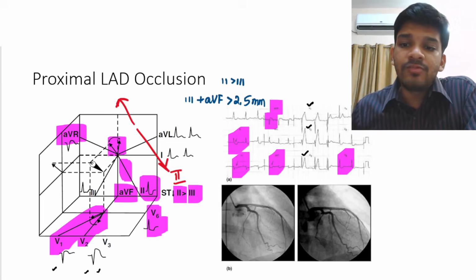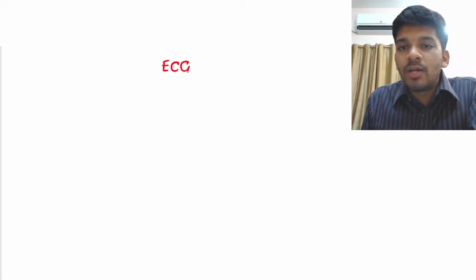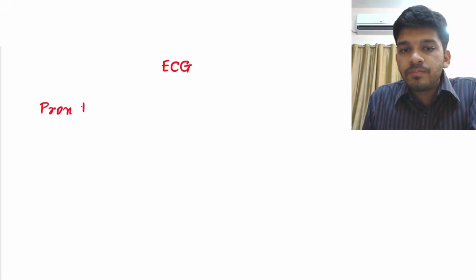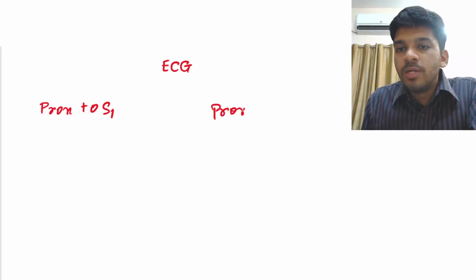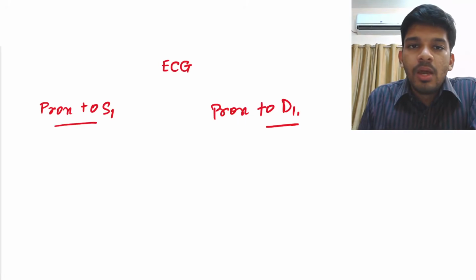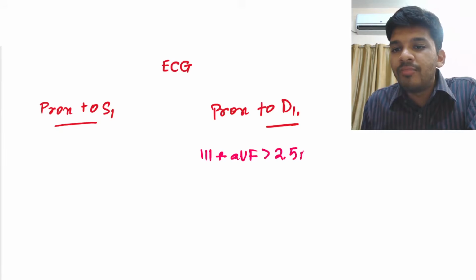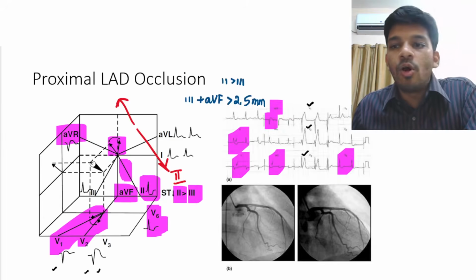And an important thing that is very specific for occlusion above the S1 branch is that there are certain ECG characteristics which help you identify whether an occlusion is proximal to S1 or whether it is proximal to D1. So whether the diagonals are involved or not, or whether the septal branches are occluded or not. The characteristic finding for an occlusion that is proximal to the D1 is 3 plus AVF ST depressions being more than 2.5 millimeter. That is characteristic of proximal occlusion of LAD above D1.